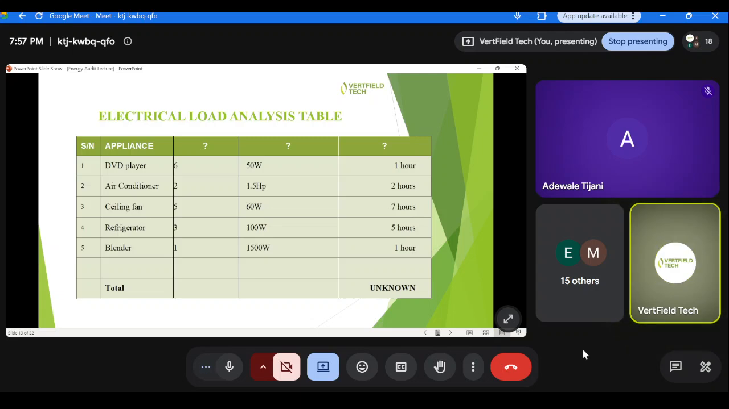All right, so you can see some of the question marks are there and you have the total to be unknown. Which simply means that you need to actually get to know what those question marks are before we can go ahead to run this electrical load analysis.